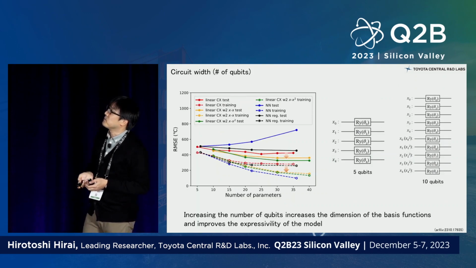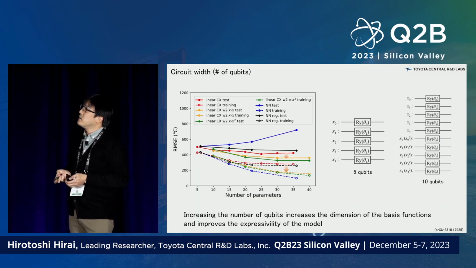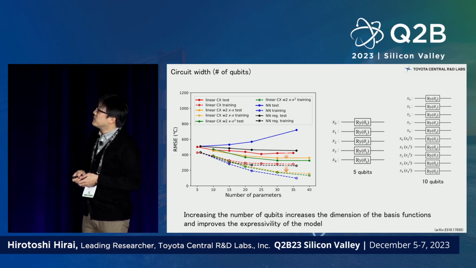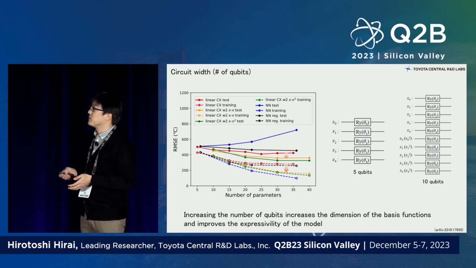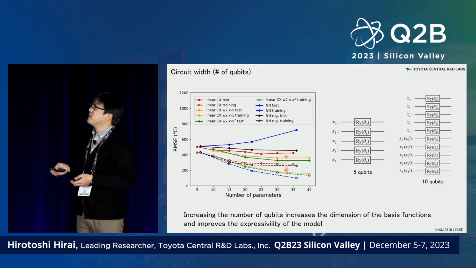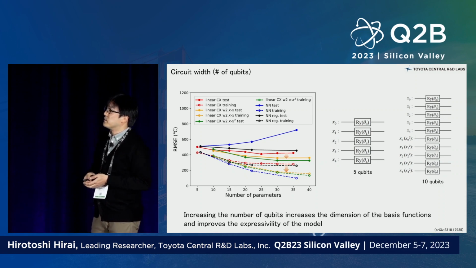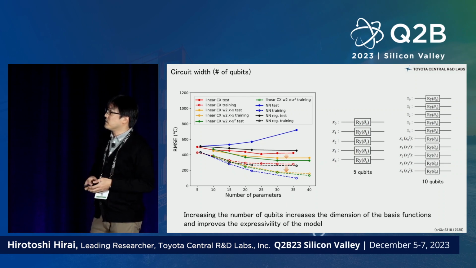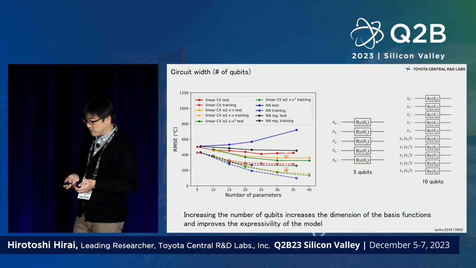Finally, let me show the result for circuit width. We can increase the number of qubits, and we can embed input x redundantly or as a squared value. These wider circuits show better performance and outperform the classical models, and slightly better performance can be obtained with the squared embedding method. Increasing the number of qubits increases the dimension of the basis functions and can improve the expressibility of the model.